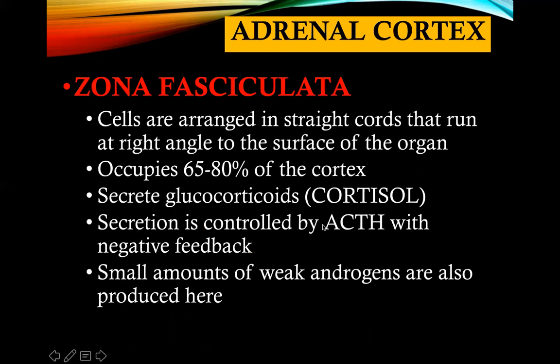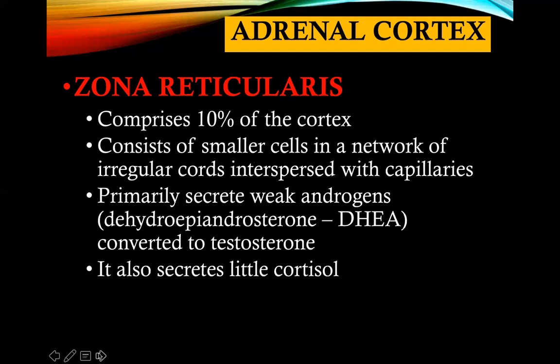Again, ACTH is produced in the anterior pituitary gland. But what about this? If there is a glucocorticoid secretion in the form of cortisol in the zona fasciculata, there is also a small amount of production of weak androgens. So again, in the zona fasciculata, the majority of its secretion is glucocorticoids with a little amount of weak androgens. In contrast to that, this is the zona reticularis.